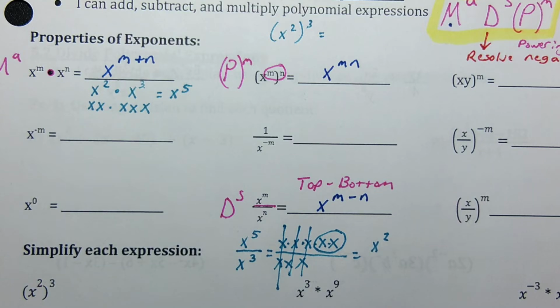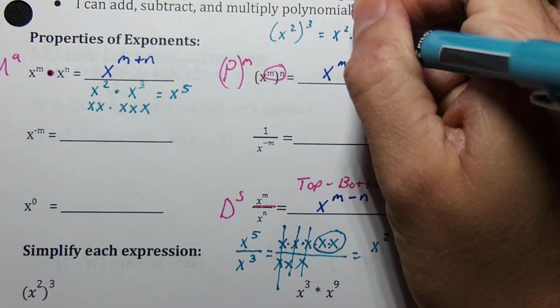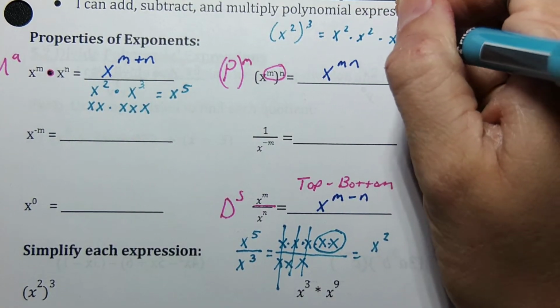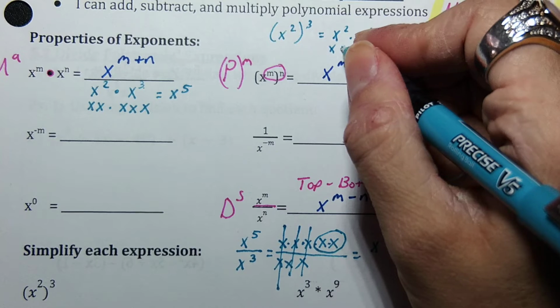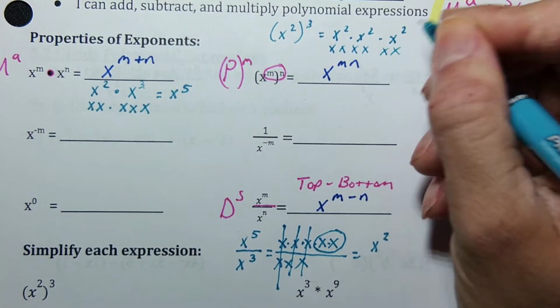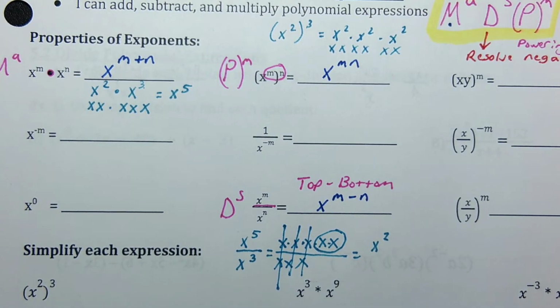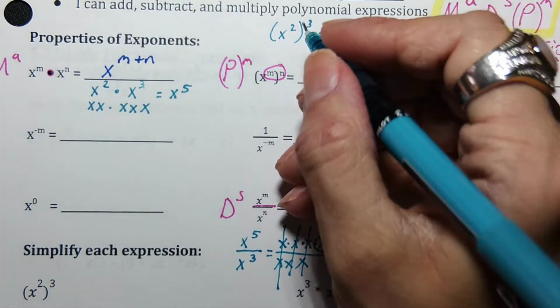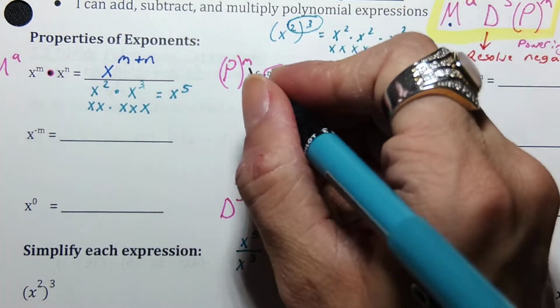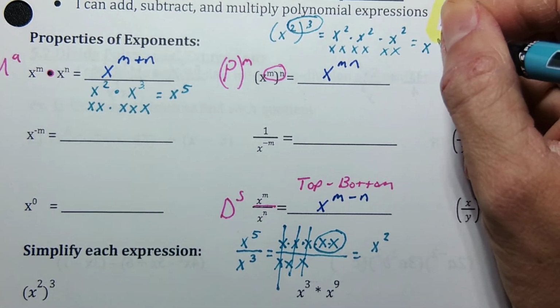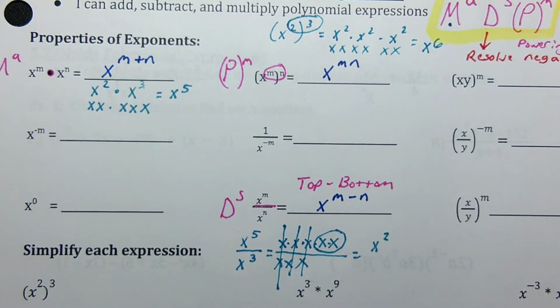If I were to cube x squared, I would have x squared times another x squared times another x squared. And if I expand all those out, how many times am I multiplying x times itself? 6 times. So this is where the multiplication part comes into play. So it's a shortcut, so that I don't have to do the full expansions every single time.